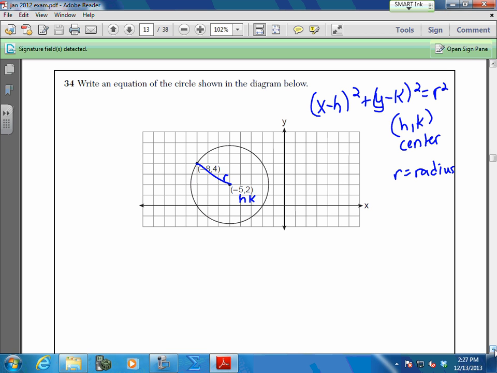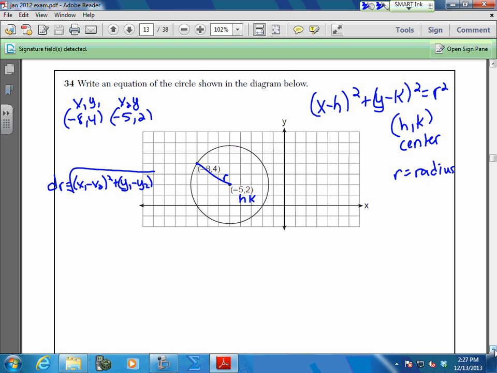To find your radius, you can use your distance formula. Now, your distance formula for your radius is going to say the difference in your x's squared plus the difference in your y's squared, square root of that. You can absolutely set this up using this point. Either one can be the x1, y1. And we'll set this point as your x2, y2. And just substitute this in. You want the distance for your radius. So you're going to substitute them in, and be careful with your negative signs.